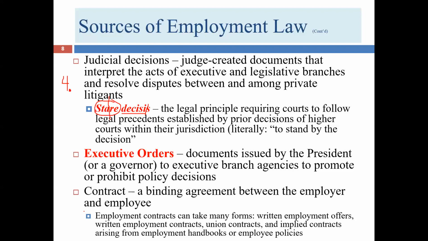Our fifth tool, fifth primary source of law, are executive orders. These are decisions by the chief executive officer in that government. It could be the president of the United States or it could be a governor. And these decisions, these are orders, are to the employees in that either federal government or the state government, telling them how to conduct themselves.